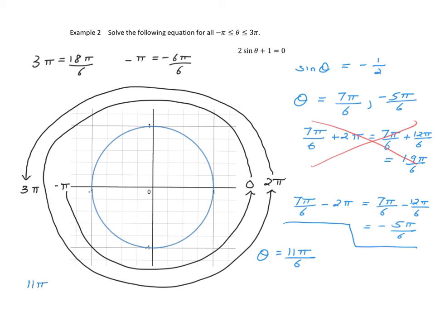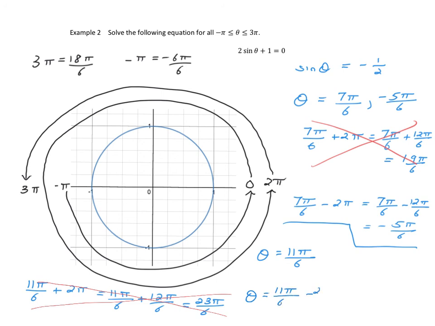If you take 11 pi over 6 and you add 2 pi, you're really adding 12 pi over 6, and 11 plus 12 is 23 pi over 6. That's definitely bigger than 3 pi or 18 pi over 6. So again, I don't want this one. This is no good. I will not include this. But I do think if we subtract 2 pi, we will get a value that works. So let's try that. Okay, so I'll take 11 pi over 6. I will subtract 2 pi, or I mean, really, I'm subtracting 12 pi over 6. And 11 minus 12 is negative 1 pi over 6.